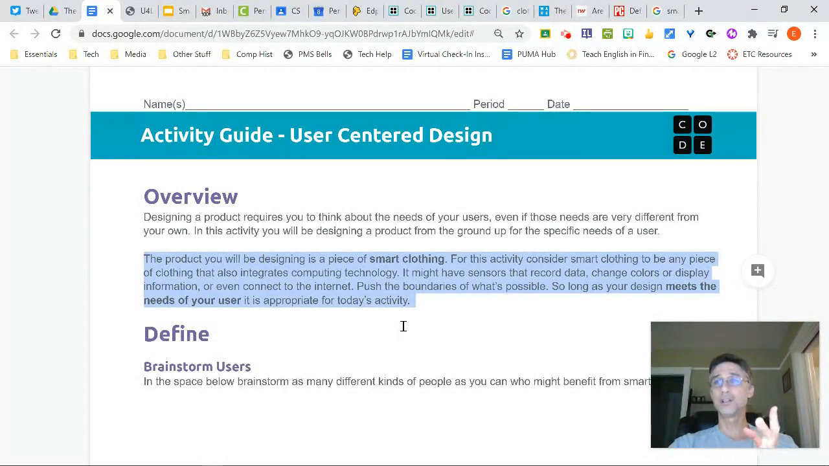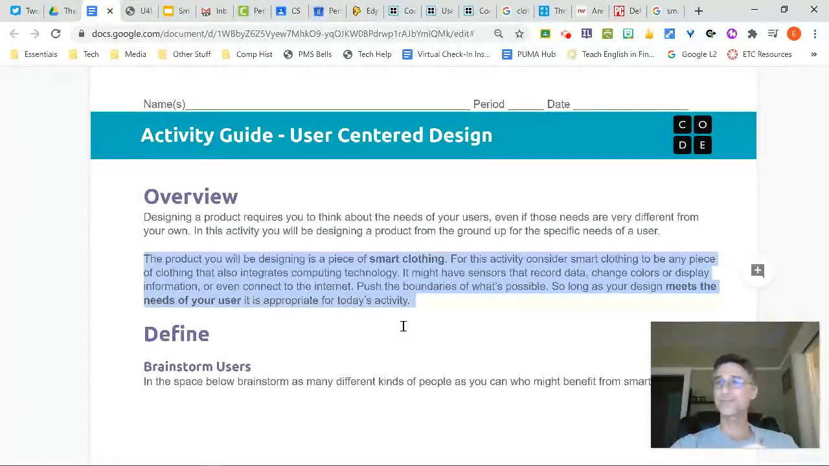It could change colors. So your shirt or your pants, whatever, your hat could change colors depending on the light that you're under, maybe if you're outside or inside or under a blue light or whatever. It might display information, like on your sleeve. It might control an app on your phone, or it might control your phone itself, or it might even connect to the internet.